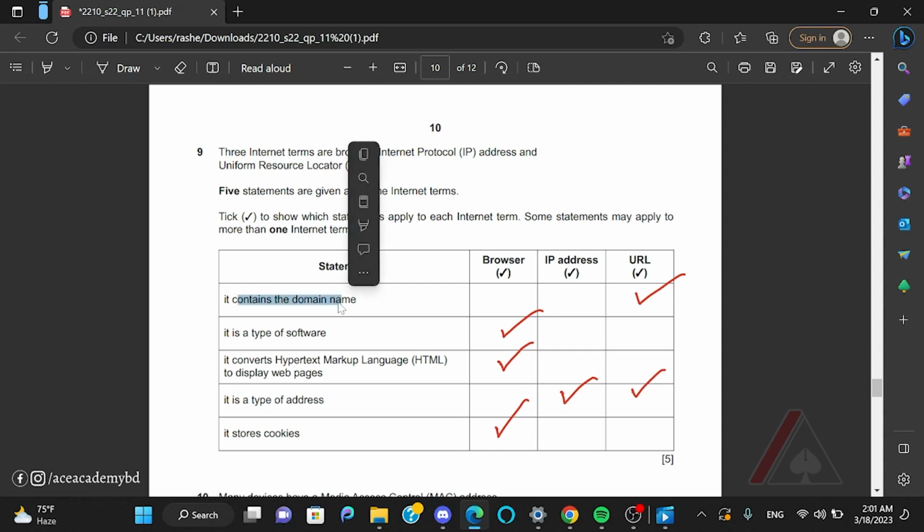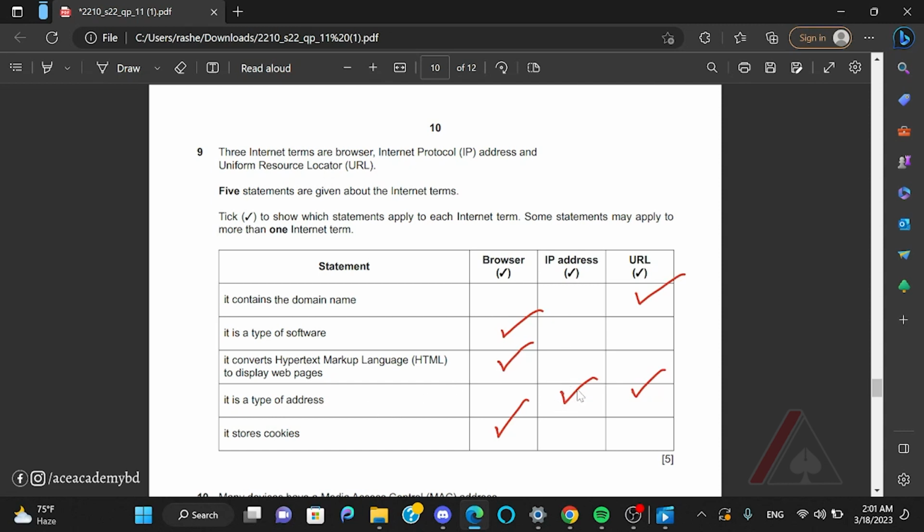Now, it contains the domain name, which belongs to the URL. The IP address does not contain the domain name, as it is the address of a computer which is connected on a network, and the browser is essentially software. Now, the browser is a type of software. It converts hypertext markup language to display web pages. Yes, it's a browser. And it is a type of address.